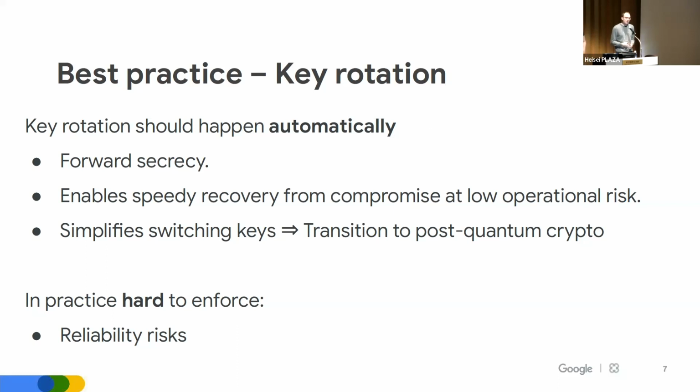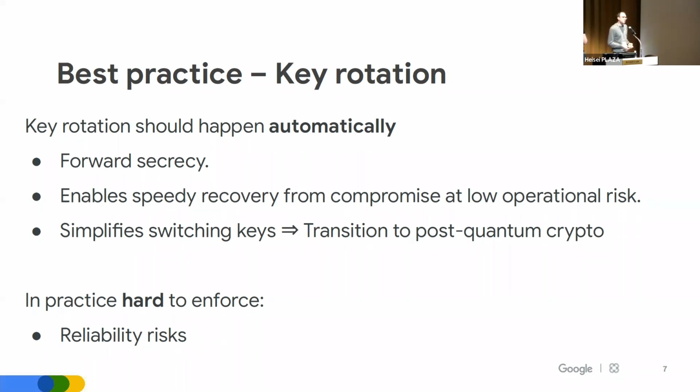And today I mostly want to talk about one best practice, which is key rotation. In particular, our goal is that key rotation happens automatically. This has a lot of advantages, because if you can do key rotation automatically, you get forward secrecy. But also, should a key leak, it allows you to recover with much less operational risk, because if your keys already rotate automatically, it's much easier to move away from a compromised key.